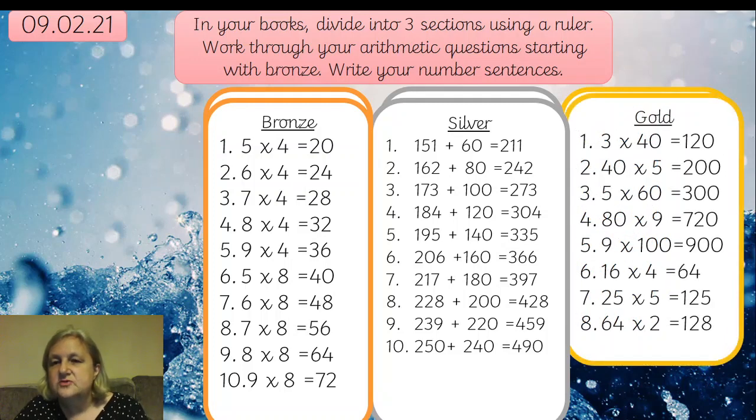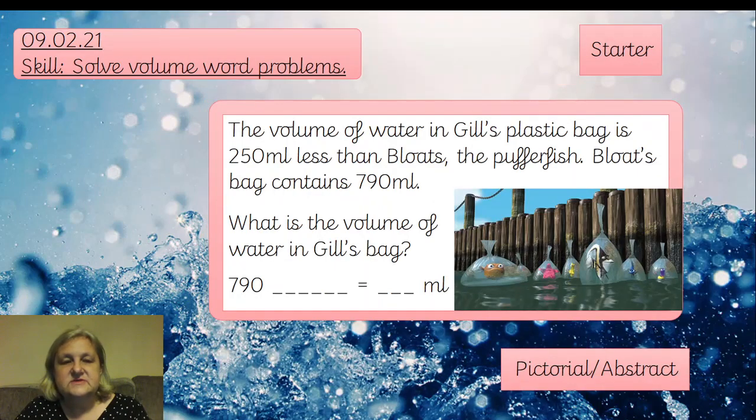And then gold, we've got some answers there. So you've got 10 times 4 for number 6 is 40, plus 6 times 4, which is 24. So you can partition those higher numbers. It's almost like instead of using a multiplication grid, so you can do those in your head.